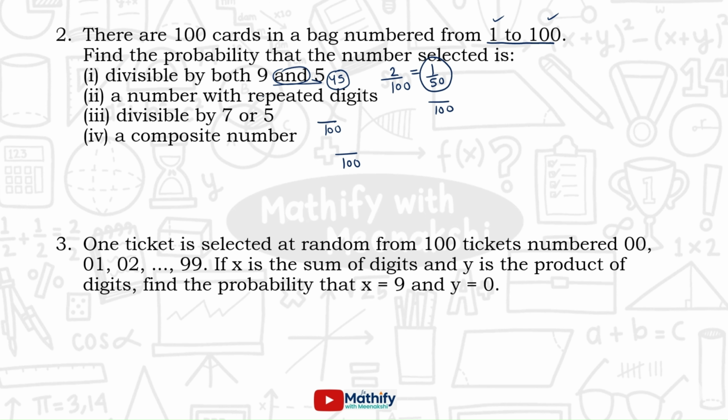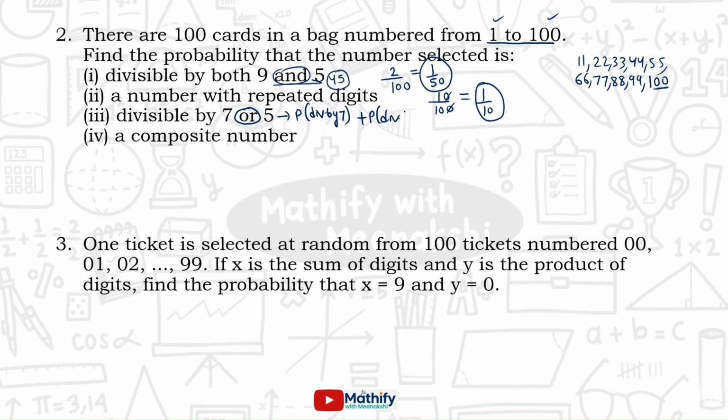Second, number with repeated digits. Now repeated digits means 11, 22, 33, 44, 55, 66, 77, 88, 99, and 100, because here also 0 is repeating. So you will write 10 by 100, that is 1 by 10. Now third part, divisible by 7 or 5. That means you have to take probability of numbers that is divisible by 7 plus probability that is divisible by 5 minus divisible by both. That means divisible by the LCM, you can say 35.